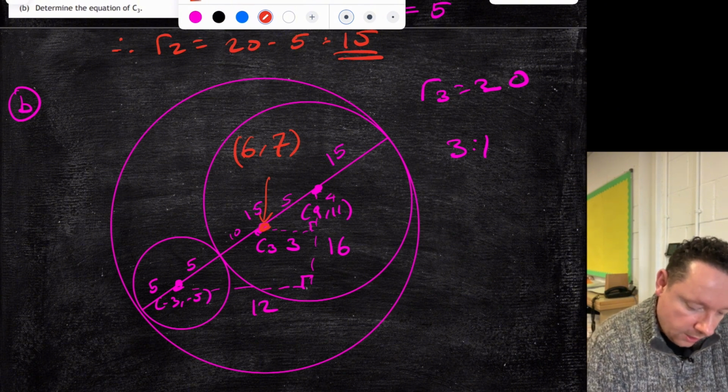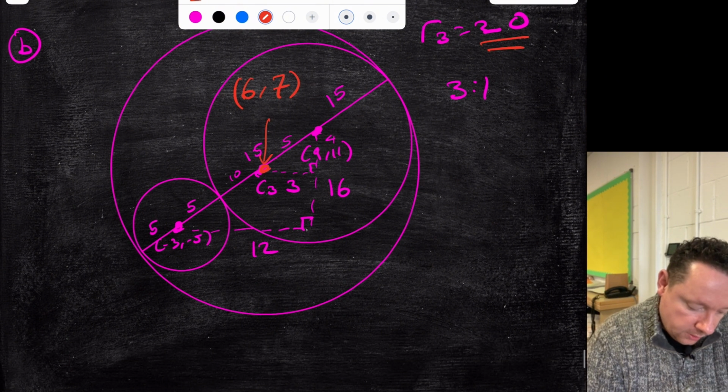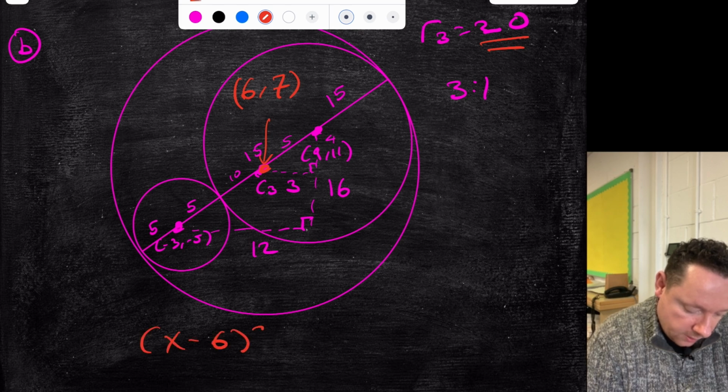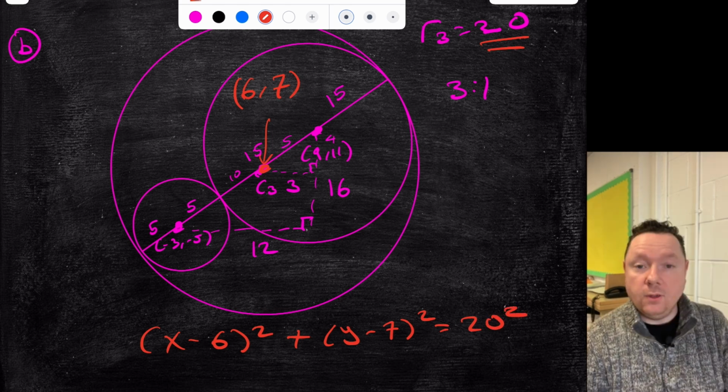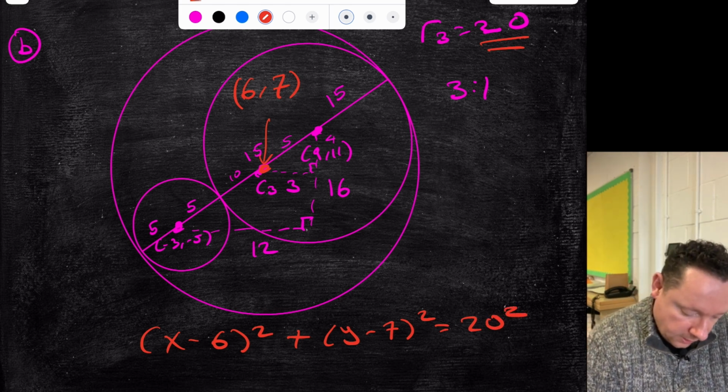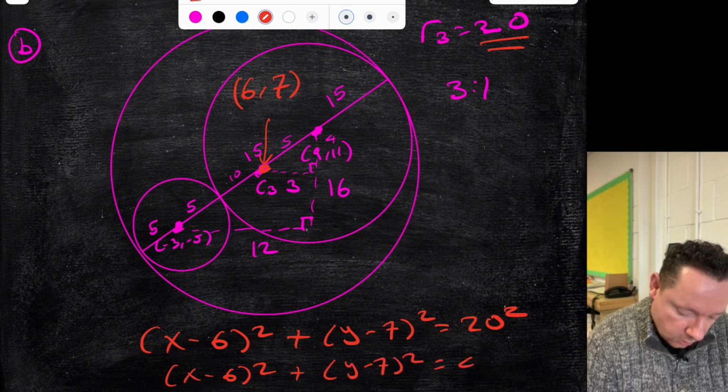So we've got our centre and we've got our radius. So the equation is (x minus 6) squared plus (y minus 7) squared equals 20 squared. And we're done there. Or we can say (x minus 6) squared plus (y minus 7) squared equals 400.